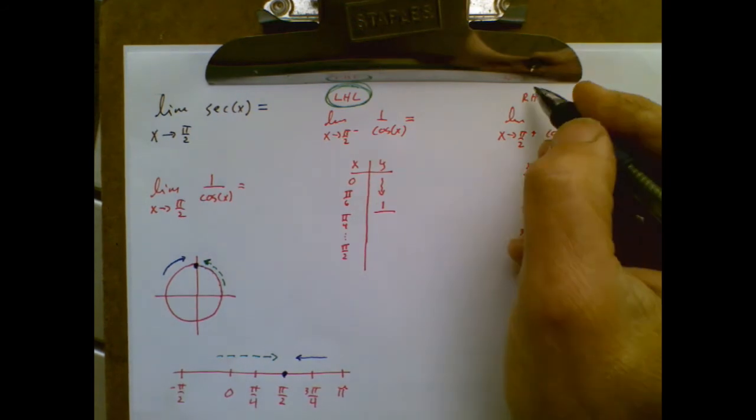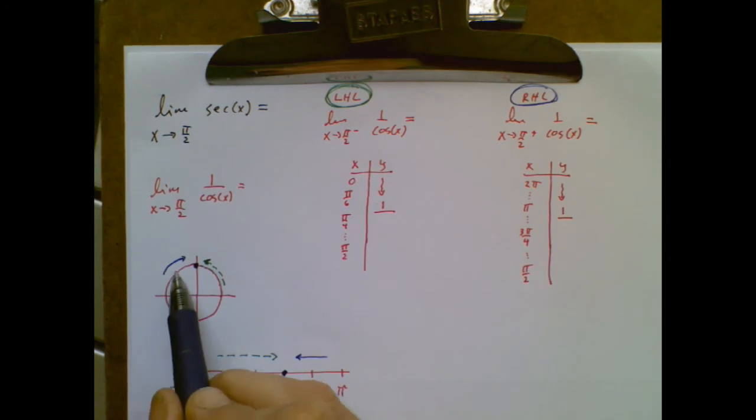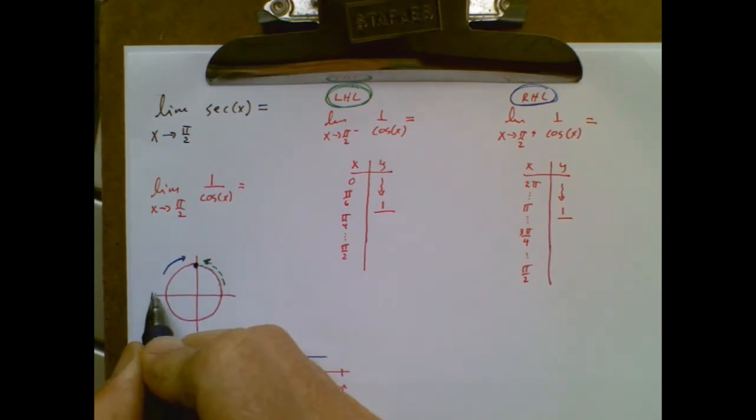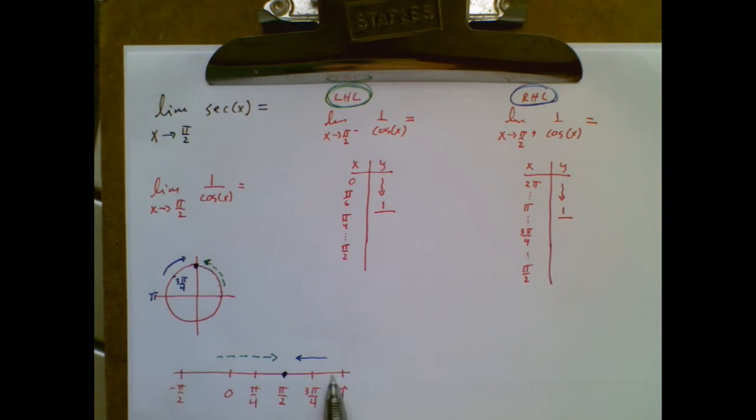The right-hand limit, approaching from the right, makes sense on the number line, but on the unit circle, all of these values are hanging out over here. Here is pi, here's 3 pi over 4, and so on. So be very careful of this little trap. It gets very rough.